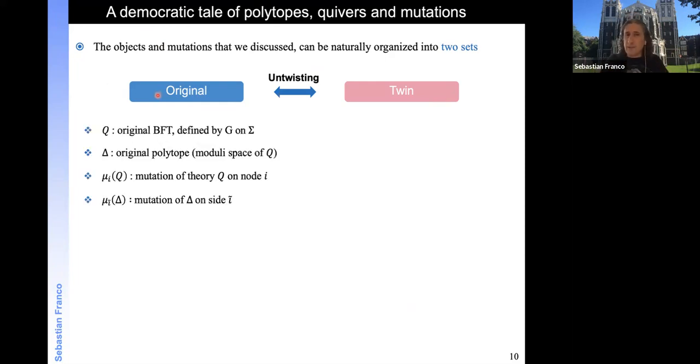So what do I have on one side? You have original bipartite field theory or theory Q, which is a quiver and a superpotential. I have a polytope, which has to do with the moduli space of this theory Q. It's the toric diagram of that moduli space. I have a mutation of that quiver, Seiberg duality of that quiver on a node I. And I can also talk about the mutation of the polytope on edge I tilde, on the side I tilde.